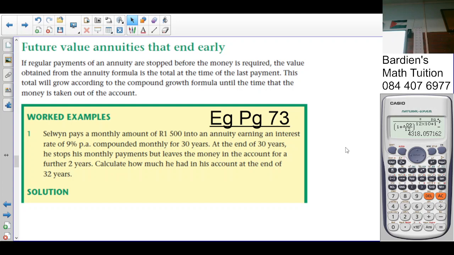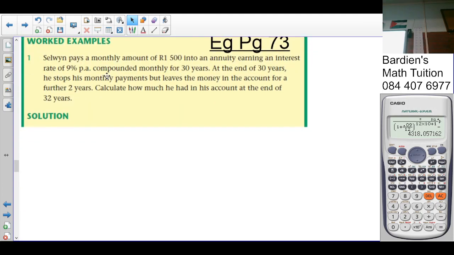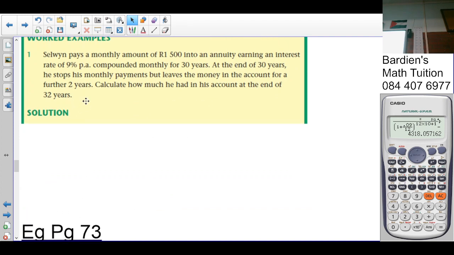Once that monthly investment stops, then that formula is not applicable anymore. Not so? So that's what they're saying here: the value obtained from the annuity formula is the total at the time of the last payment. This total will grow according to the compound growth formula until the time that the money is taken out of the account. And that is what we just said now. Okay. Let's look at the example, Example 1 on page 33.